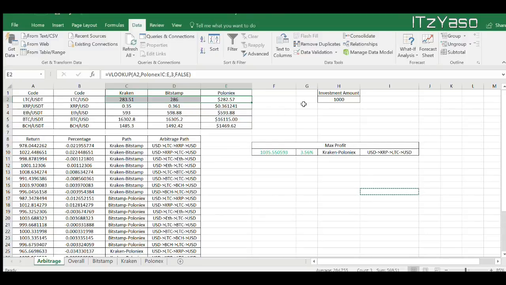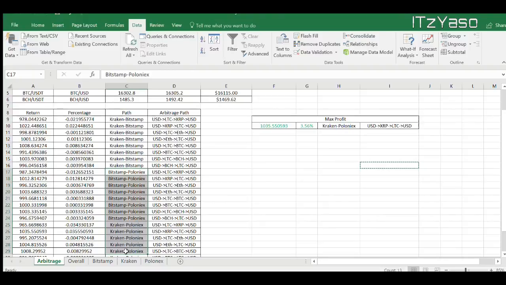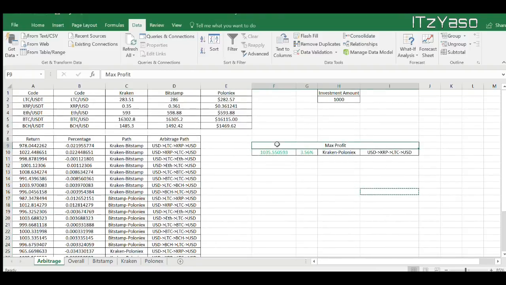The math that's run here was for an investment amount of $1,000, and the formula will compare exchanging it through these 3 different exchanges at the current exchange rates to determine how you can maximize your profit across the most profitable path. So we have Kraken, Bitstamp, Poloniex, and then Kraken, Poloniex. And then over here is your maximum profit.